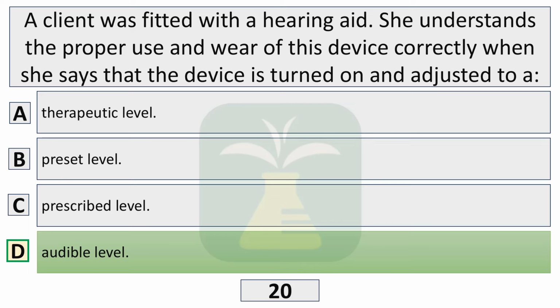Correct answer, D, audible level. The hearing aid should be adjusted to an audible level that the client can tolerate. A hearing aid helps the person hear more in both quiet and noisy environments.